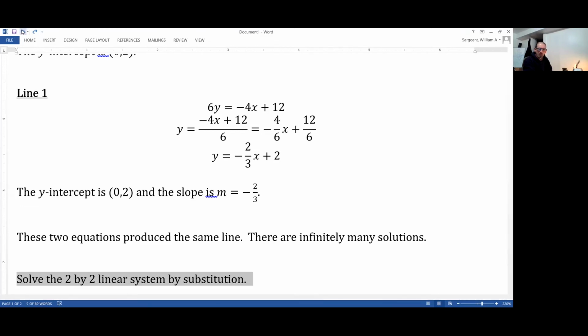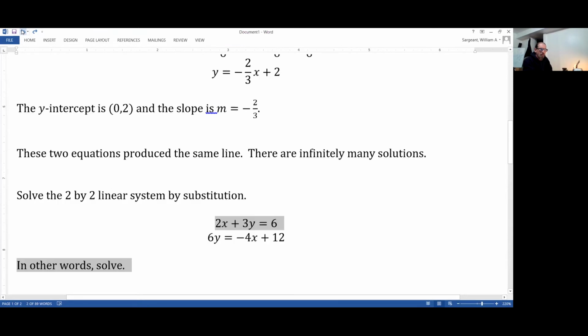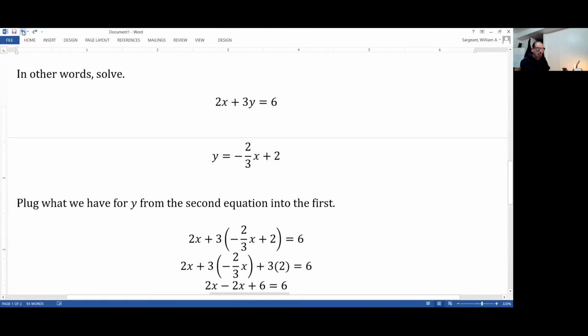Let's see this by substitution now. Since we had already rewritten the second equation as y equals negative 2/3 x plus 2, I'm going to plug that into the first equation. Remember, with substitution, when you substitute, you can't substitute back into the same equation. You have to substitute into the other equation.